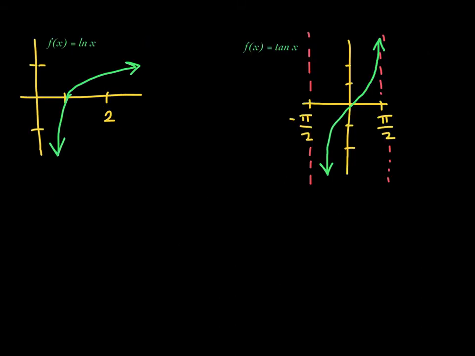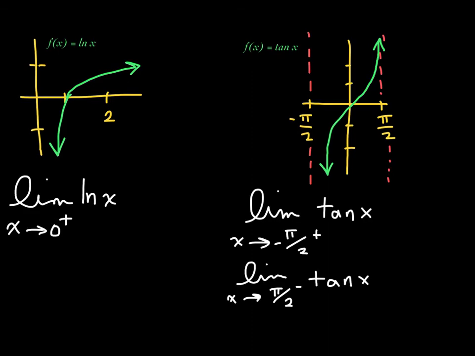These are two popular functions that we've been looking at. This is the graph of the natural log function. This is the graph of the tangent function. I invite you to pause the lesson again and to evaluate each of these one-sided limits. This one is the limit as x approaches 0 from the right for the natural log function. One thing to keep in mind is that for the natural log function, there is a vertical asymptote on the y-axis.